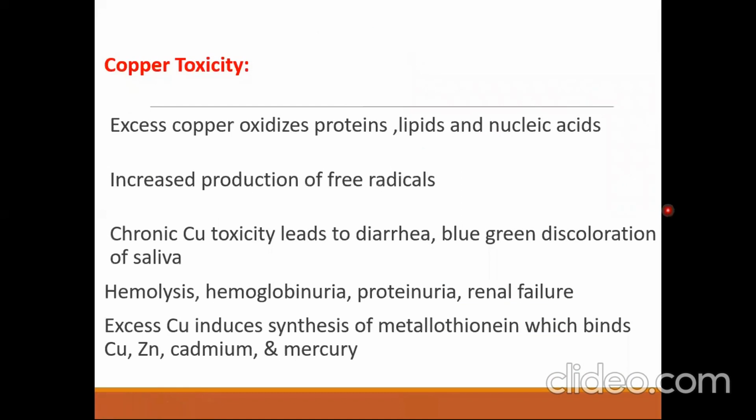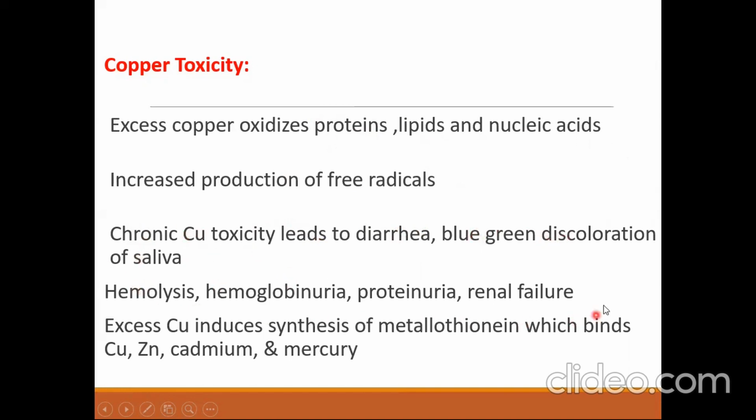Till now, we have seen about the deficiency of copper. Next is about copper toxicity. So what happens if there is excess copper? If it is present in the free form, what happens? It oxidizes the proteins, lipids, and nucleic acids, and they increase the free radical production. So chronic copper toxicity leads to diarrhea and bluish-green discoloration of the saliva.